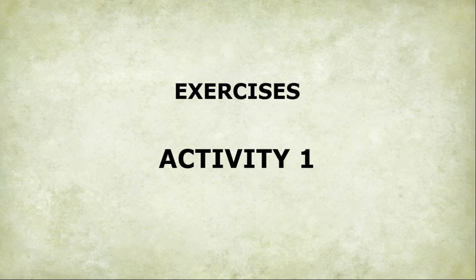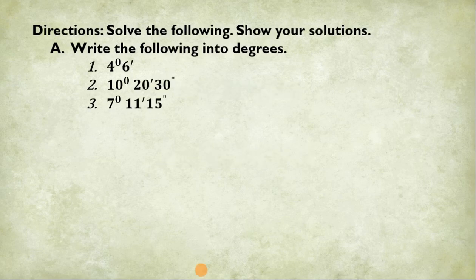And in here we have two activities. So let's start with activity number 1. Directions: Solve the following and show your solutions. For letter A, write the following into degrees, or convert the given into purely degree unit.